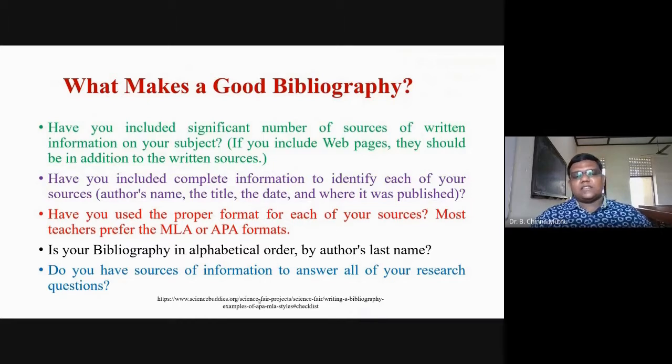You should also ask the question: have you included complete information to identify each of your sources? Whenever you refer to any source of information, you should be very keen on whether you have included all the information possible. Also, have you used a proper format? Just now I referred to MLA and APA formats for citation styles. You should double check whether you have used one appropriate format in your research report. And a bibliography is always advisable to be ordered alphabetically.